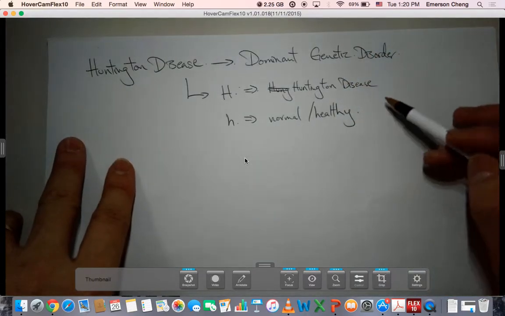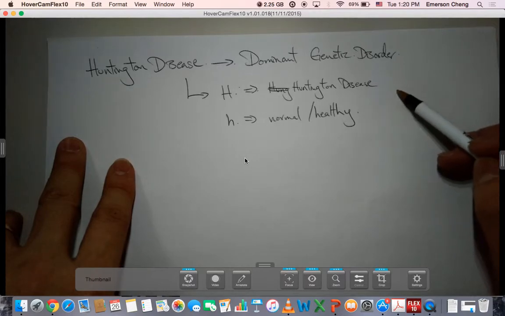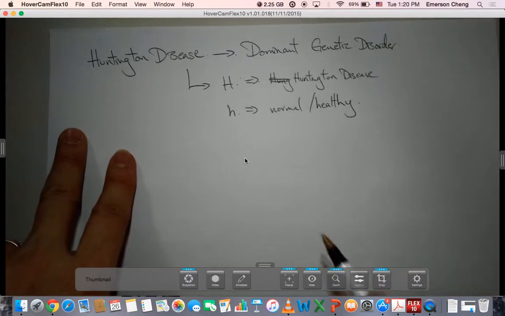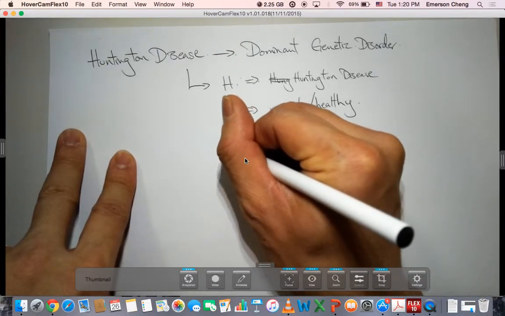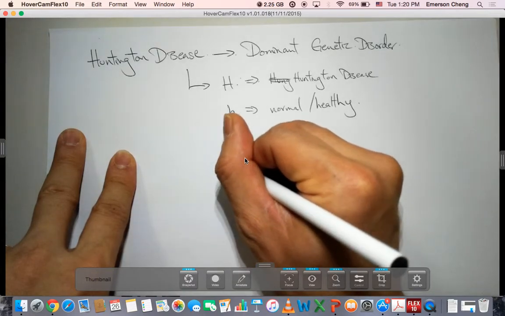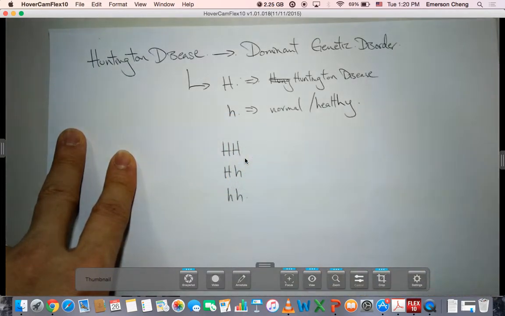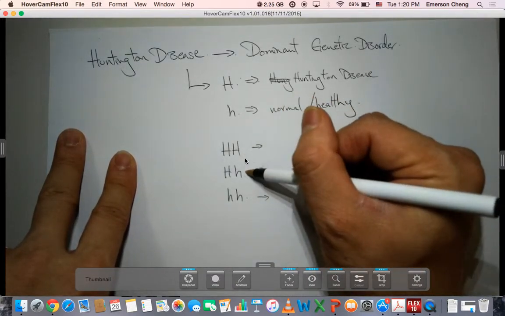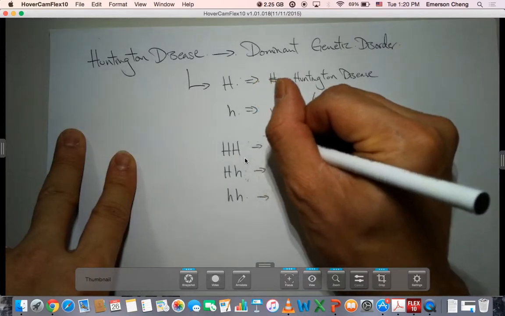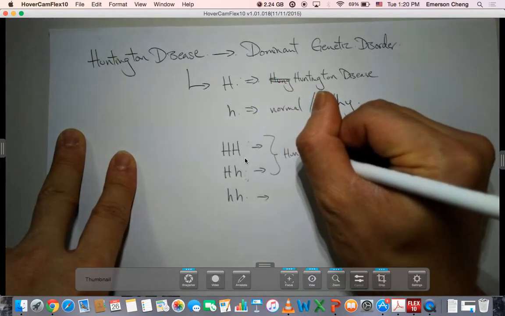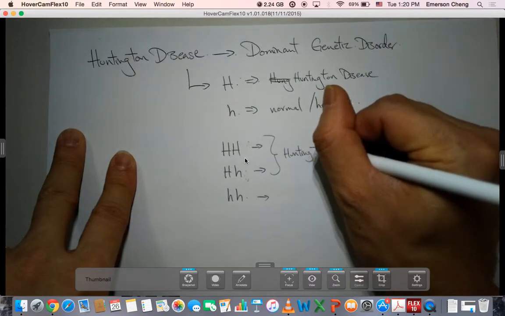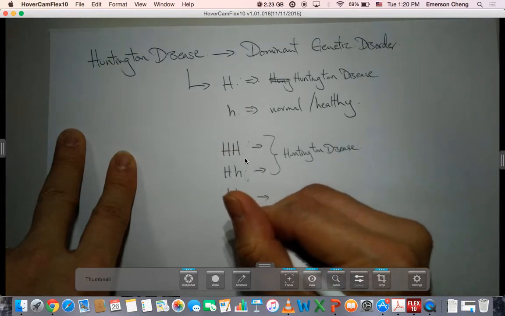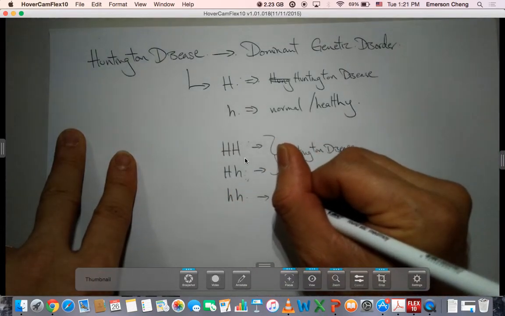Now, looking at this right now, because it is a dominant trait, which means the following. If you have two capital H, if you have capital H, small h, it means for these two people, they will have this Huntington disease. Whereas you have to be homozygous recessive, two small h's, to be healthy.